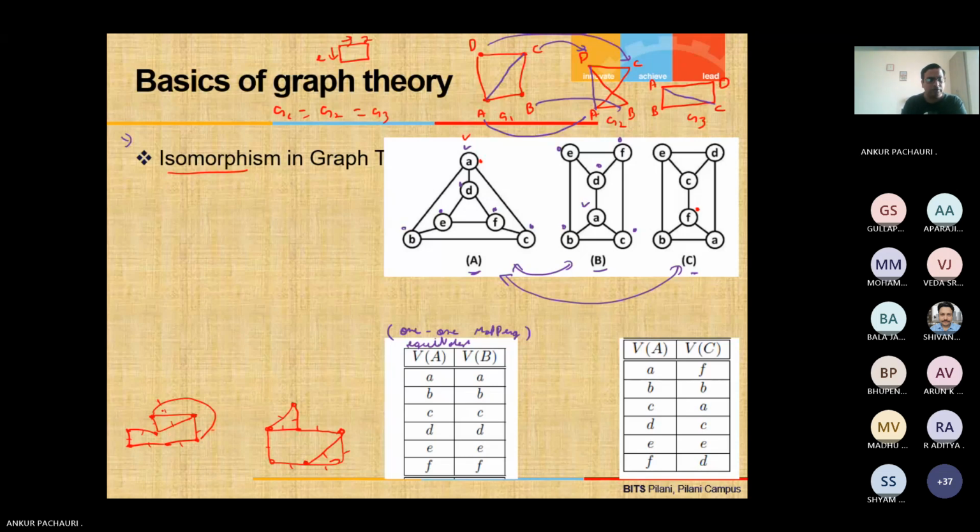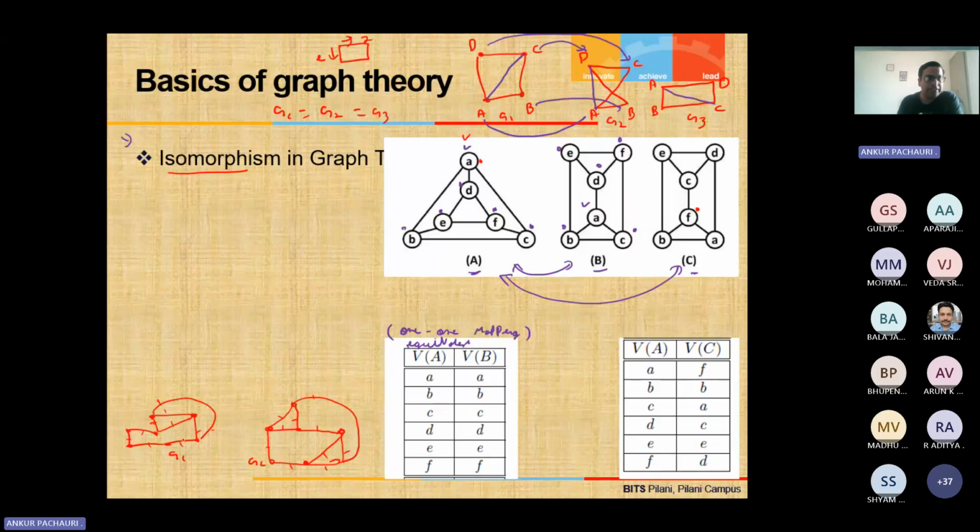Is it so now? Let me check. 1, 2, 3, 4, 5, 6, 7, 8, 9, 10. And 1, 2, 3, 4, 5, 6, 7, 8, 9. Okay, fine. So both graphs have 7 nodes. I cannot deny it. Both the graphs have 10 edges.